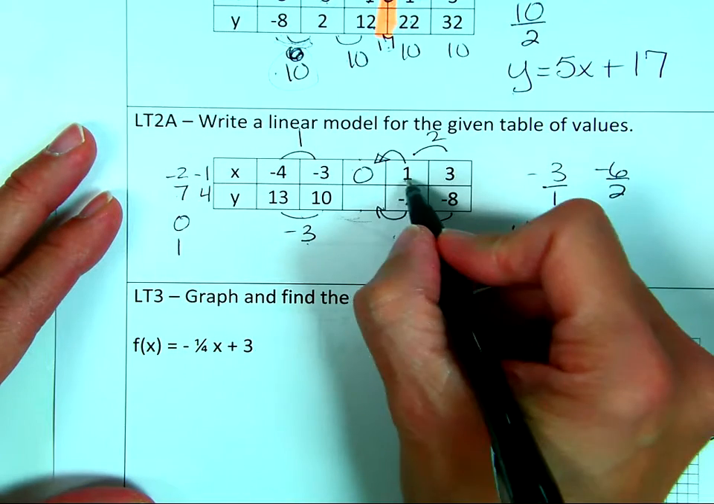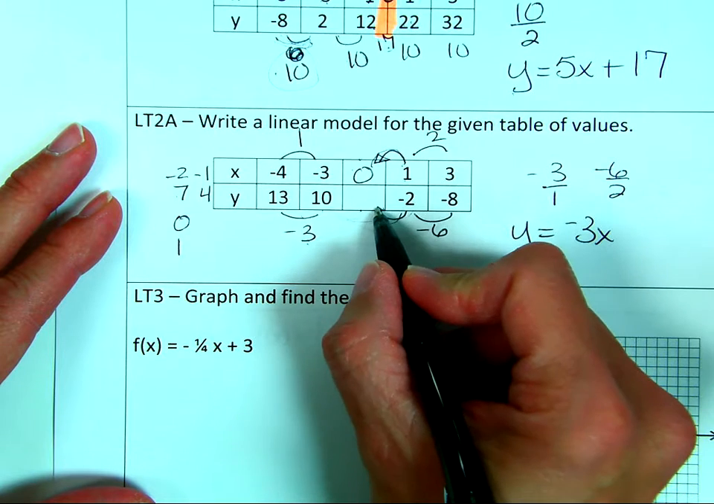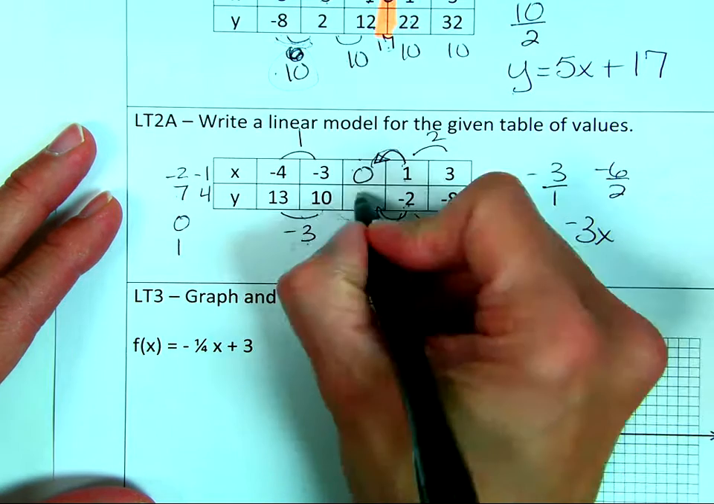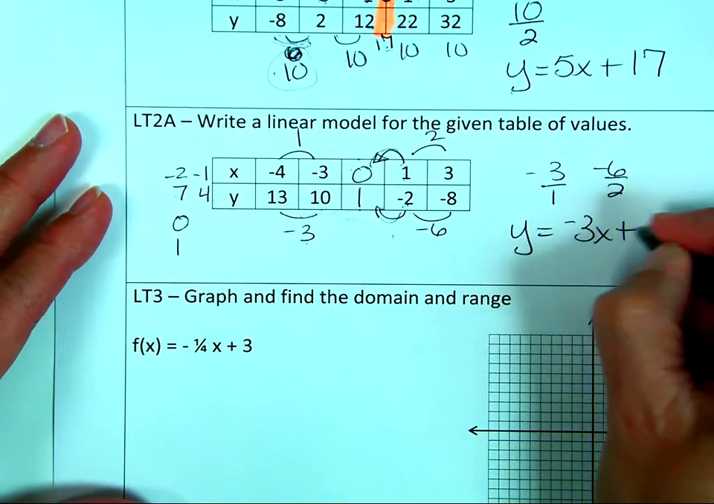Or you could come back this way and say, oh, well, what if I subtracted 1 here, then I would have to add 3 here. What's 3 plus negative 2? It's 1. So it doesn't matter if you come from the left or the right. You can still get it, and then I just put a plus 1.